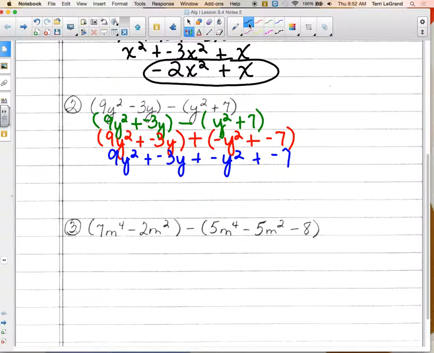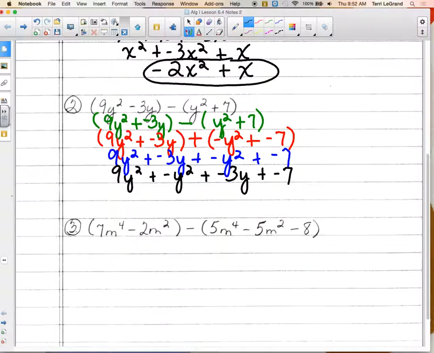Which term should we start with? So it ends up in standard form. The y squareds. 9y squared plus that negative y squared. What term should we have come next in our rearrangement? The negative 3y. Okay, we don't have any other y's. So the only thing we have left is that constant negative 7.